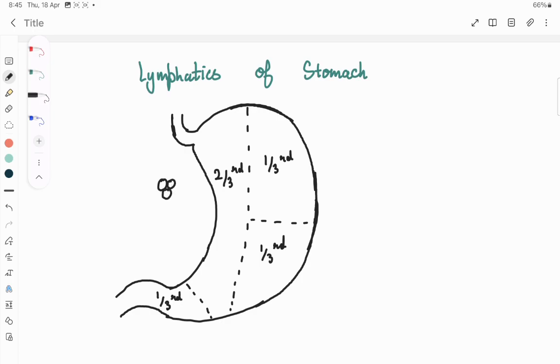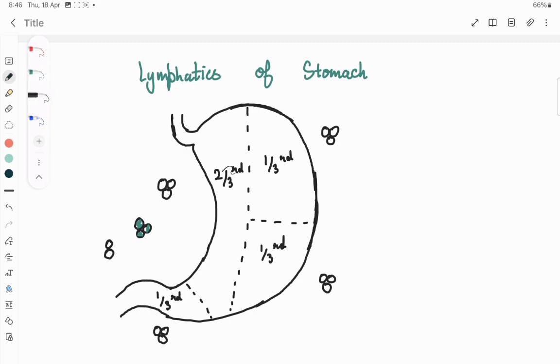So let us draw the nodes. We have left gastric nodes, pancreaticosplenic nodes, gastroepiploic nodes, subpyloric nodes, hepatic nodes, and lastly celiac nodes. So these are the most important nodes, celiac nodes, because ultimately all the lymph from the stomach flows into the celiac nodes.